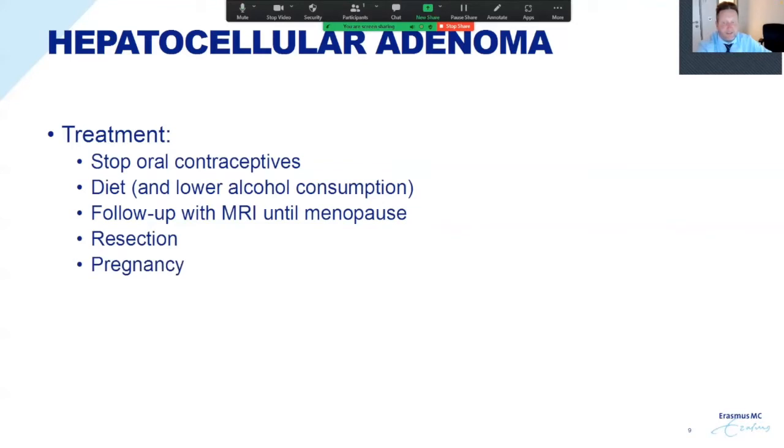Pregnancy is a relative contraindication. However, we recently published a multicenter study where we found that monitored pregnancy can be quite safe for adenomas smaller than 5 centimeters.